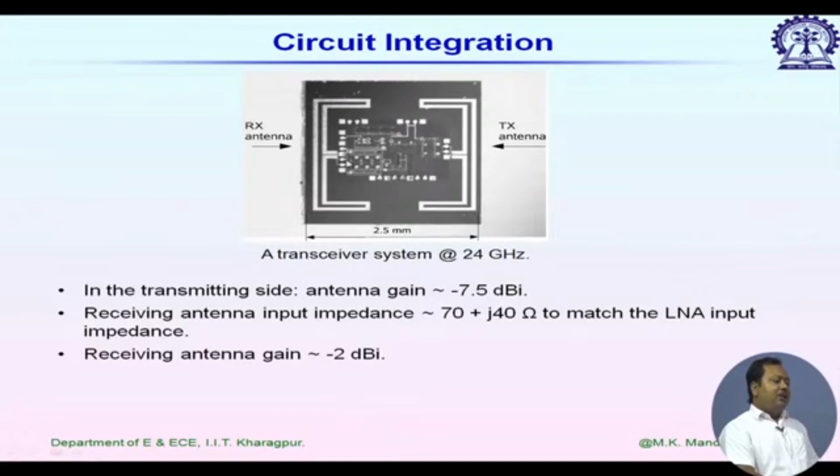And for this type of antenna, sometimes we do not care about the input impedance. It may not be a 50 ohm system, it may not be a 100 ohm system. What we do, the antenna input impedance should be just the complex conjugate of the next stage, that means the LNA. For this typical application, the receiving antenna input impedance is 70 plus j40 ohm. This is to match the LNA input impedance, because LNA input impedance at the operating frequency is not 50 ohm, something else. We need a complex conjugate of that to transfer maximum power from antenna to LNA.